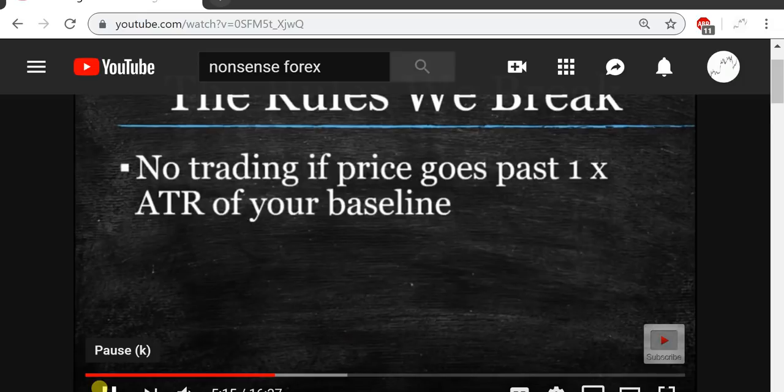Then 1 times the ATR of the pair beyond your baseline. So listen to this psycho math. No trading if price goes 1x ATR of your baseline. Now, who is looking at that when they're panicking? They're just about to run out of margin. They're in the best trade setup they've ever seen in their life.